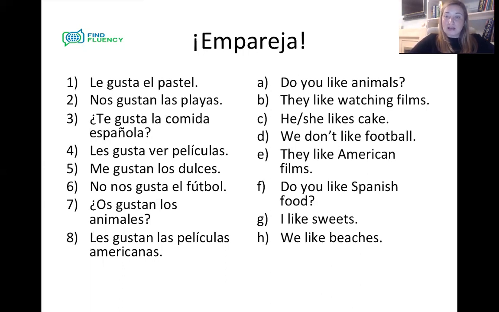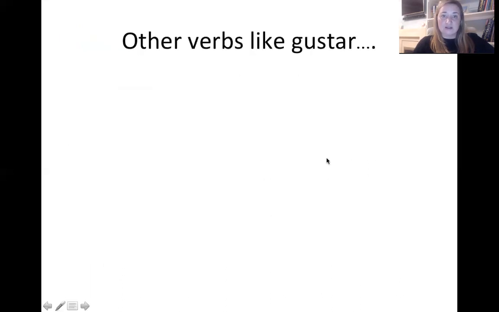7, os gustan los animales? Question. Number 7 matches up with A. Do you like animals? And number 8, les gustan las películas americanas, matches up with E. They like American films. Okay, 8E. Hopefully you've got some of those or most of them correct. If not, please feel free to refer back and watch the lesson again and ask any questions that you may have. I'm more than happy to answer.